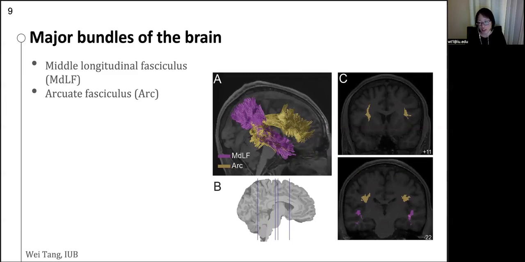The arcuate fasciculus is thought to be essential for language function. Indeed, it has been associated with conduction aphasia. Lesions of this bundle following stroke can also cause language deficits.